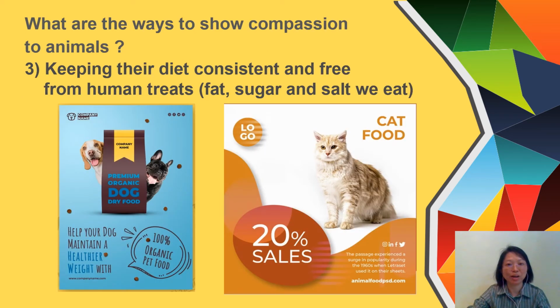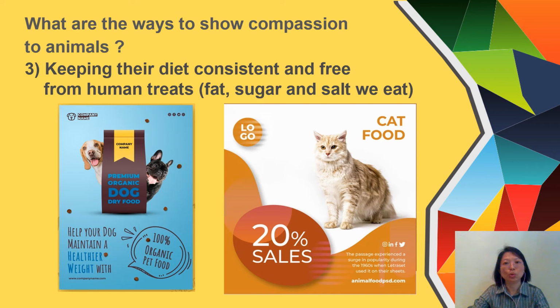When you have pet dogs or pet cats or any animals that you keep as your pet, you must always make sure that you give them good food to eat. Don't simply give them anything to eat, because that food may not be good for their health. Like what you can see here, it says keeping their diet consistent and free from human treats, for example, the fat, sugar, and salt we eat.